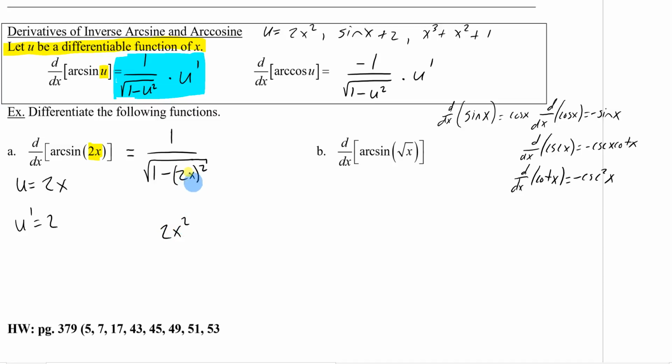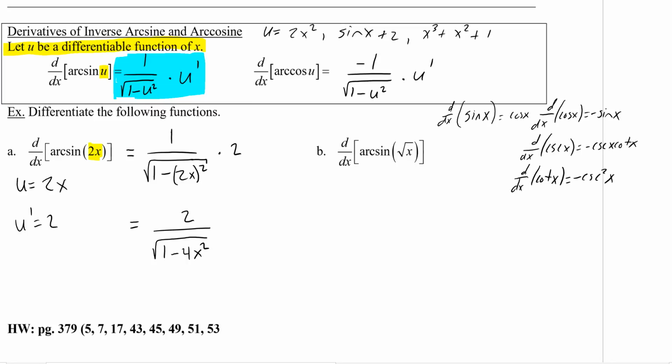If I square 2x, we know that it's going to be 4x squared. So that's how students make mistakes. Those parentheses, you need to be very careful. Times the derivative of u, which is u prime, and that is 2. Rewriting this, 1 minus 4x squared.